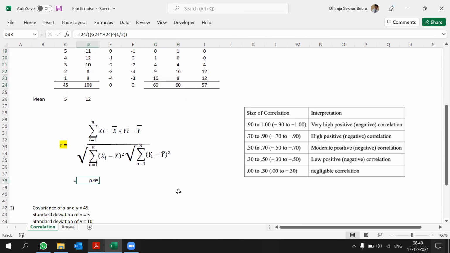So if we calculate like that, we simply do 57 divided by 60 into 60, the whole square root. That would give us the correlation of 0.95. Any questions, please, as of now?